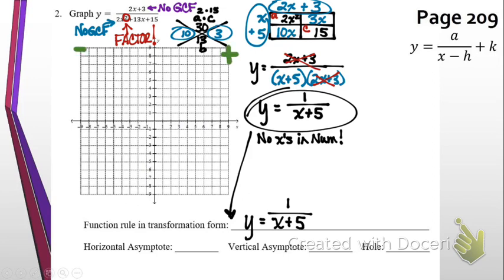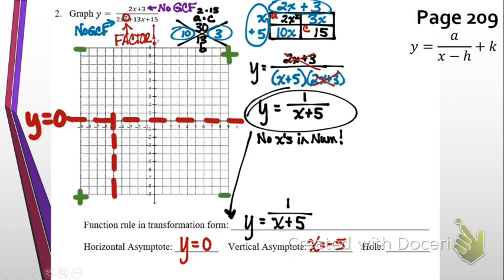Do we know enough to put up our vertical and horizontal asymptotes? Yeah. So where would my horizontal asymptote be? 0, Y equals 0. Let me get that put on there. Y equals 0 is right here on top of my x-axis. Where would my vertical asymptote be? X equals negative 5. So I come over to my graph, I go to negative 5. That's pretty far to the left on this graph.